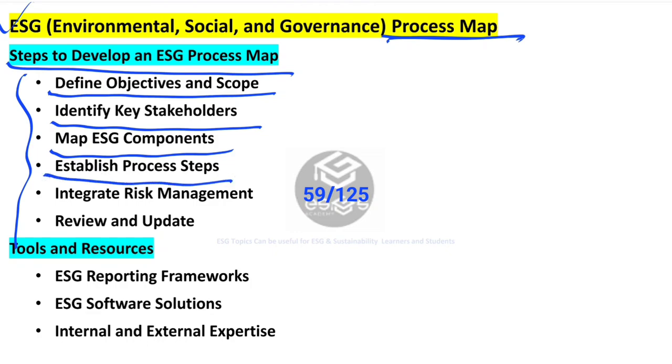Next is establish the process steps. So what will be the process steps? First is ESG strategy development. In this, we conduct materiality assessment to identify the key issues involving all the stakeholders. Defining ESG goals, targets, and KPIs aligned with the corporate strategy. We develop the ESG policies and frameworks. Examples are ESG policy statements or code of conduct.